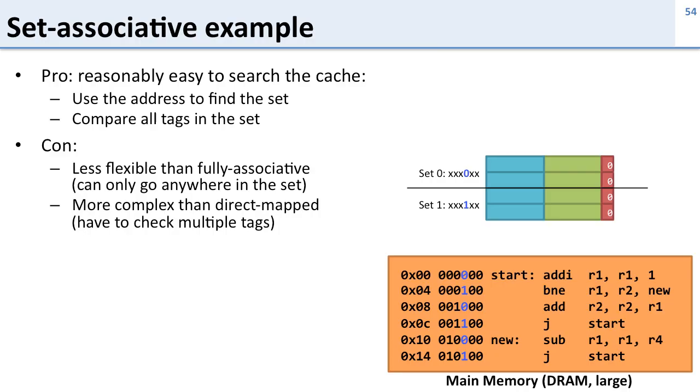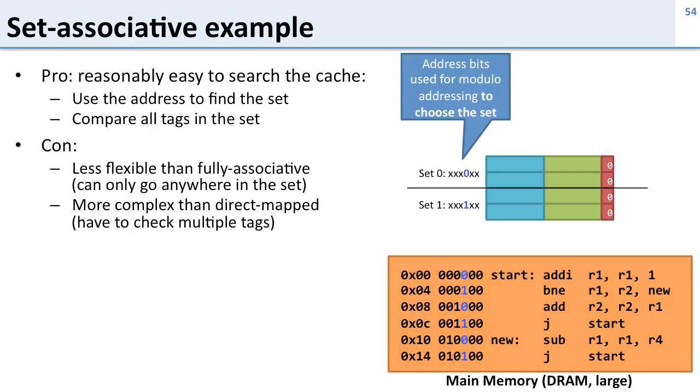So let's look at the example we had before, which had all those conflict misses with the direct map cache. Here we've described which bits are used to decide which set to go into. So let's look at what happens when we run this code. The first instruction is going to go anywhere in set 0. So we put it in the first place. The next instruction is going to go anywhere in set 1. It's fine. Now when we have the other instructions, this instruction is going to go anywhere in set 0. Well, we have an extra space in set 0, so we can put it in there. And the last instruction needs to go anywhere in set 1. And we have an extra space there, so we can still put it in there.